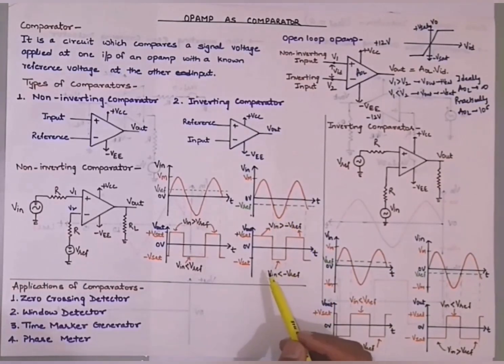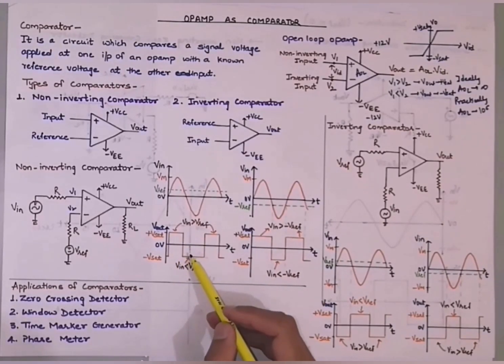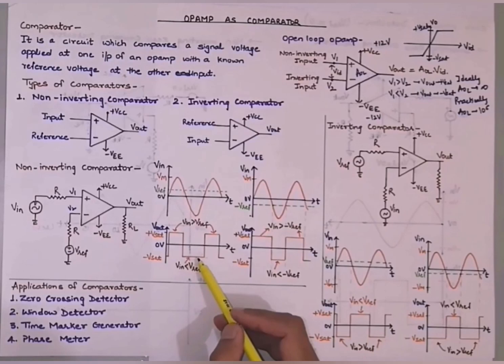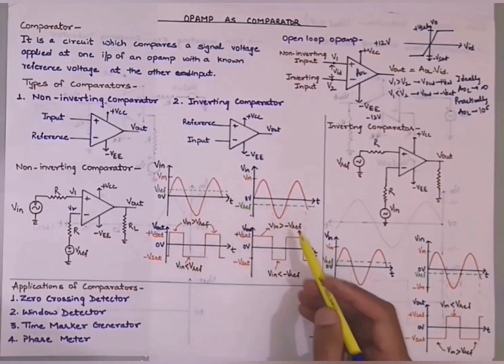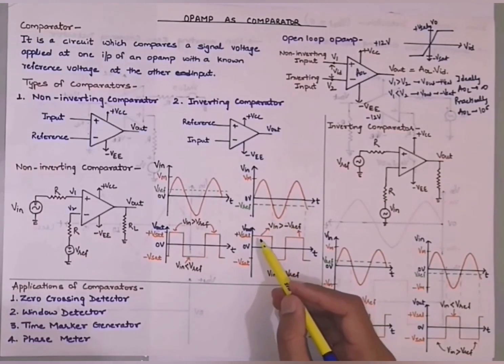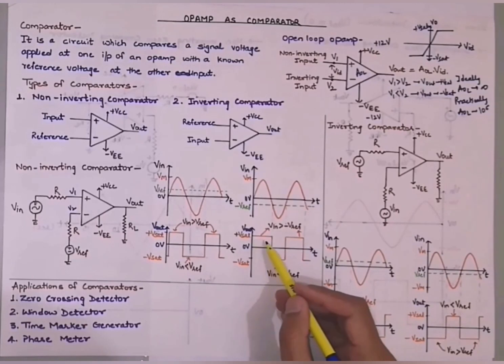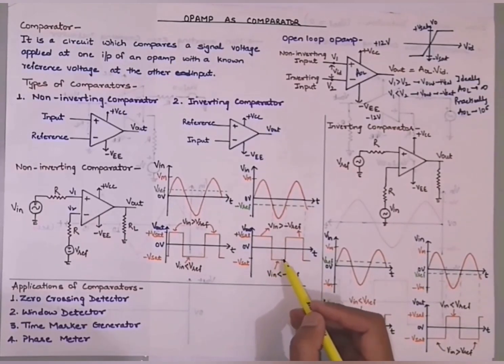So in these two curves we can see that we are getting the wider pulse at the minus V saturation for V reference positive, and when my V reference is a negative voltage, then I am getting my positive width, or positive V saturation width, more than the minus V saturation width.